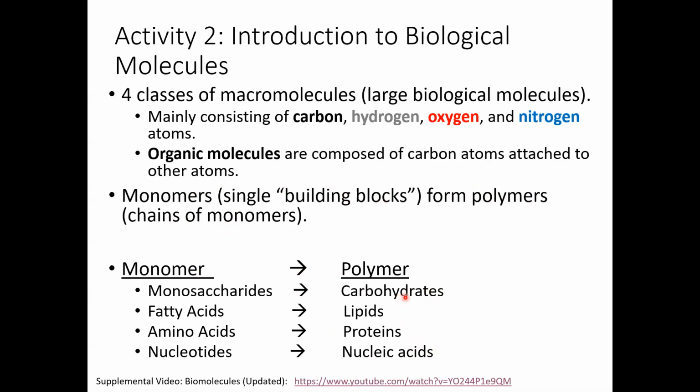Carbs are made up of monosaccharides. Lipids are actually not true; fatty acids aren't true monomers of lipids. They're an exception. Proteins are composed of amino acids, nucleic acids of nucleotides. And then there's a video here for you guys to watch. It's a brief introduction to the 4 macromolecules of biology.